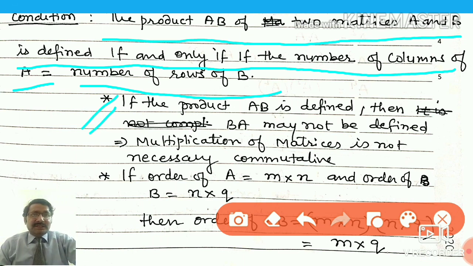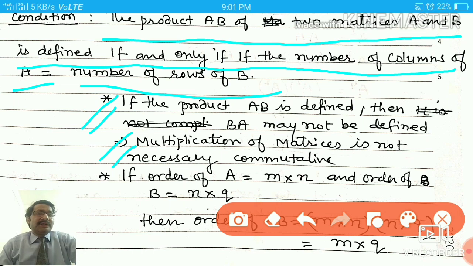Now the same rule: if the product AB is defined, then BA may not be defined. It is not compulsory that if AB is defined, BA will also be defined. Multiplication of matrices is not necessarily commutative. Commutative is not necessary. Okay.